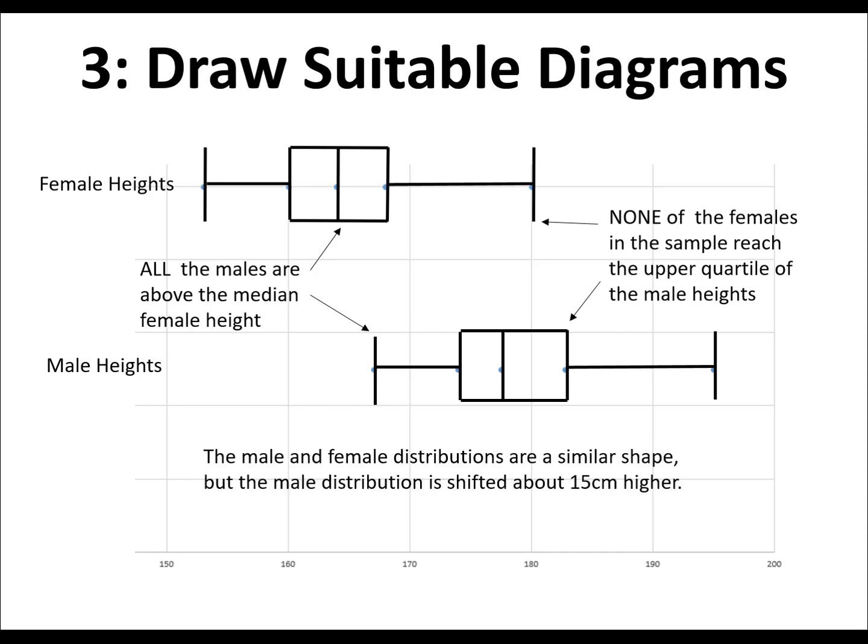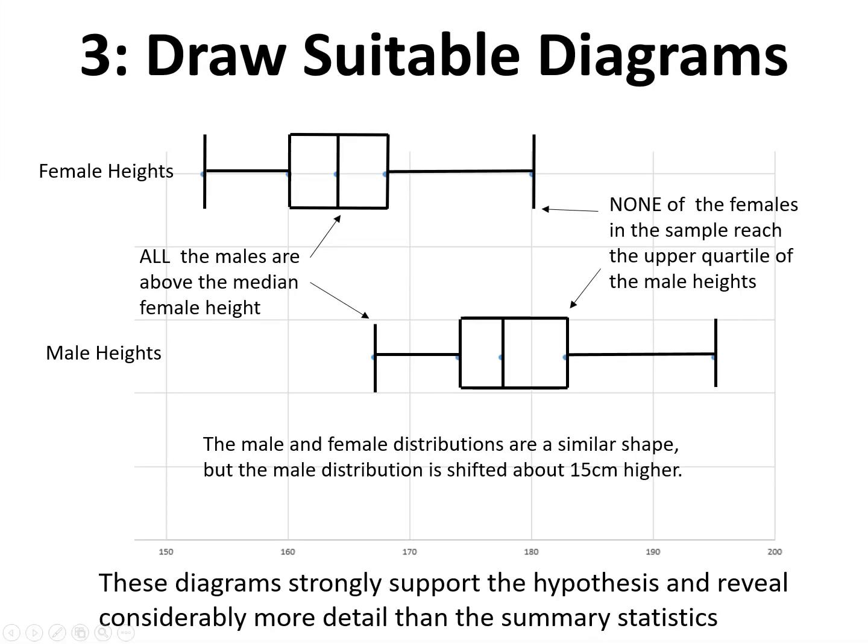But if we look at the shapes of the distributions, they are very similar. They both look quite symmetrical, maybe a little skewed to the right, but the interquartile ranges are similar. The male distribution is just shifted about 15 centimetres higher up the scale. So these diagrams strongly support the hypothesis that on average men are taller than women in this town, and also offer considerably more detailed insight into what is really going on.